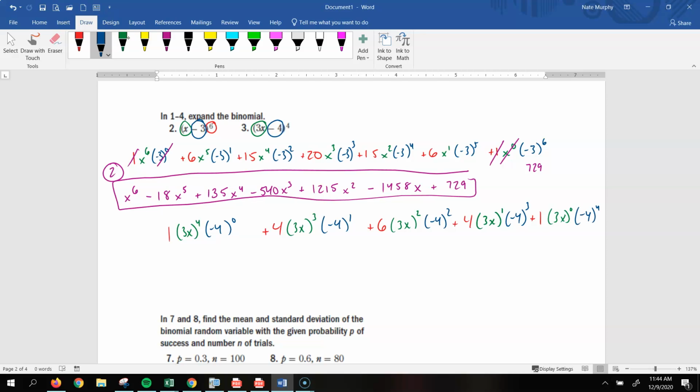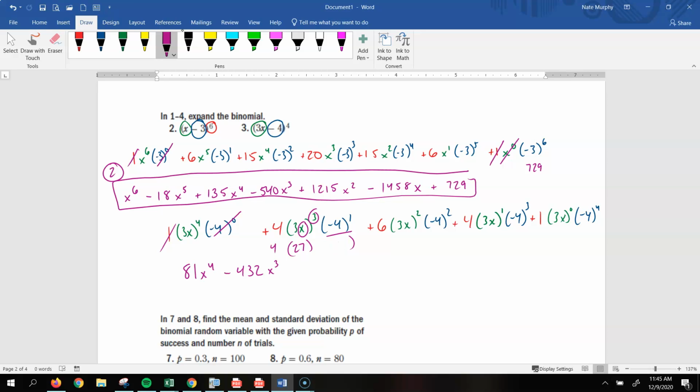So let's go through each of these. So for the first one, negative 4 to the 0 power is 1. 1 again doesn't have an impact. 3 to the 4th is 81, so we're going to have 81x to the 4th. Over here, so the next term, negative 4 to the 1st power is just negative 4. And we have 3 cubed. 3 cubed is 27. So we have 4 times 27 times negative 4. When you do that, you get negative 432. And then we have this x that's going to be cubed. So we'd have x cubed.